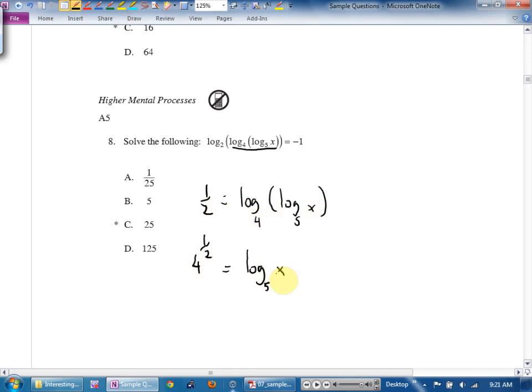By the way, 1/2 as an exponent, what mathematical operation is that really? Square root. This is really the square root of 4. What is the square root of 4? 2. Now, is my x still inside a log? Then write it as an exponent. 5 to the power of 2 equals x. There's your 25. Don't you dare pick 10. Don't do all of the math 12 and then get sloppy on the math 8.